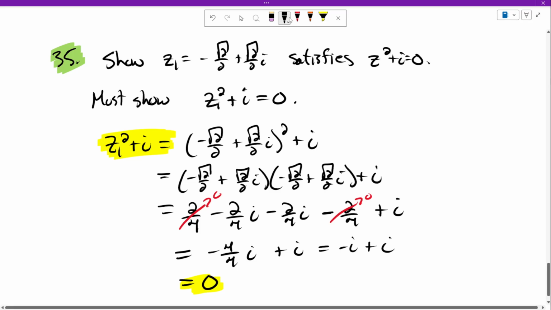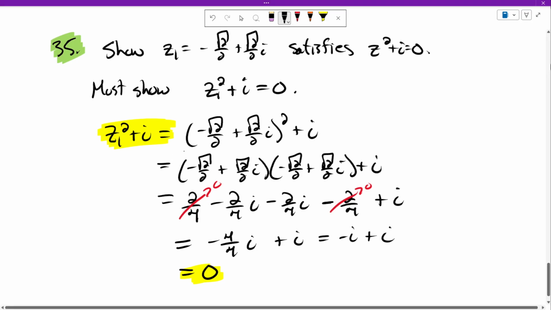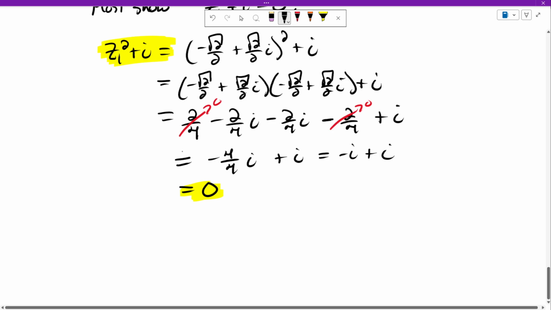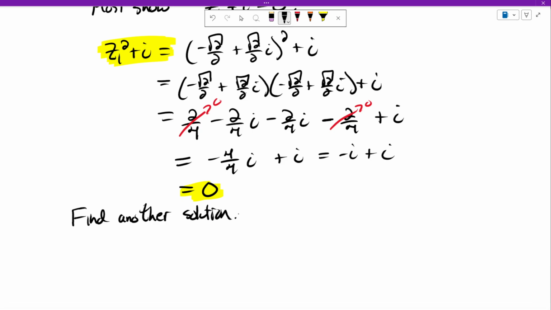Now, problem 35 actually has a second part, which is find another solution. Namely, we have a quadratic equation, z squared plus i. From all the years we have of working with quadratic equations, we know there's usually two solutions. Occasionally there's just one, but usually there's two solutions. We want to find another solution.